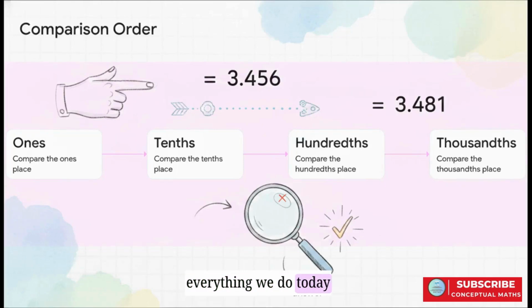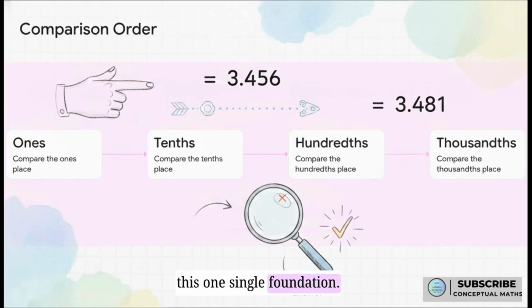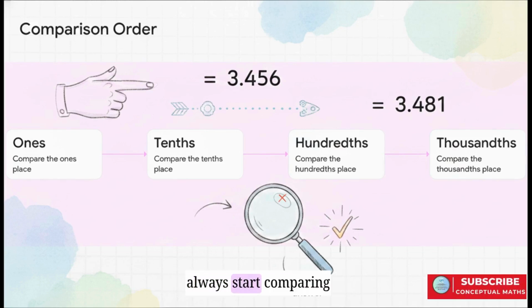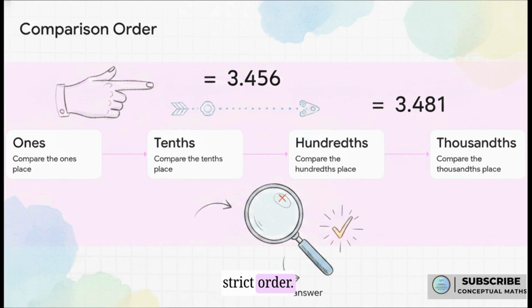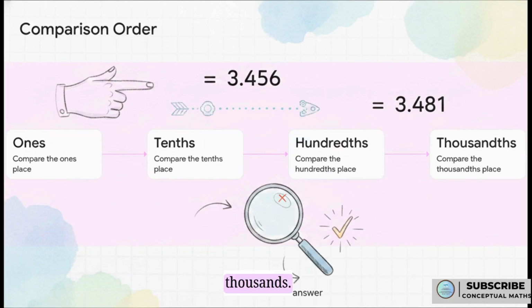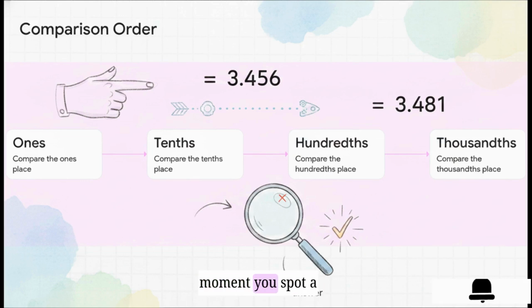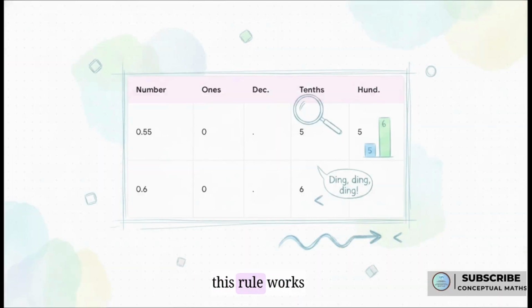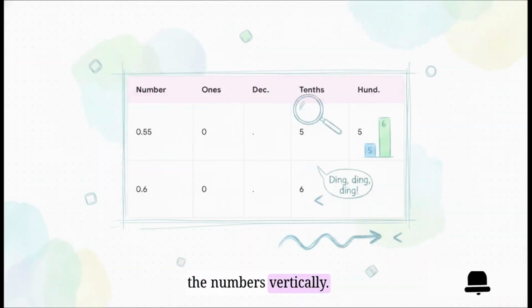Okay, everything we do today is built on this one single foundation. It is absolutely crucial. When we compare decimals, we always start comparing from the far left side and move to the right. We follow a really strict order. Step 1, we check the ones. Step 2, we move past the decimal point to the tenths. Step 3 goes to the hundredths, and step 4 takes us to the thousandths. The golden rule here is at the very moment you spot a difference in a column, the comparison stops immediately. You have your answer.